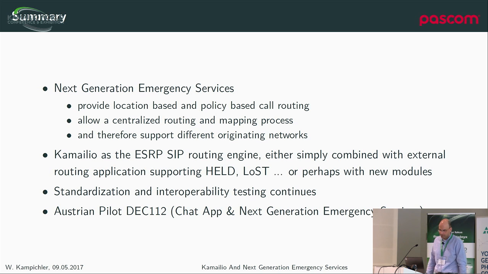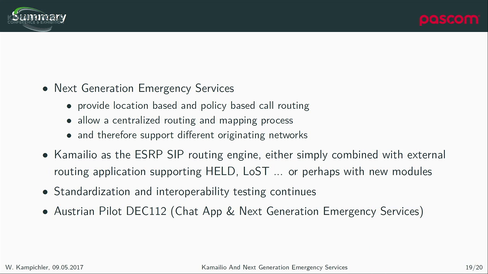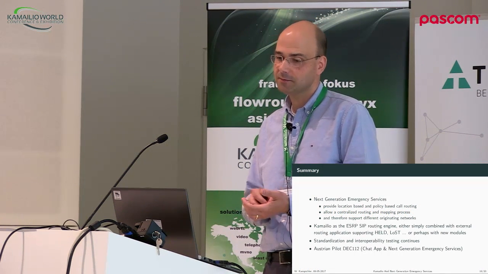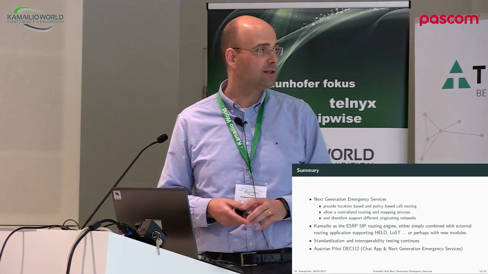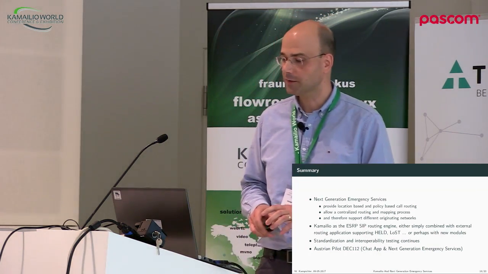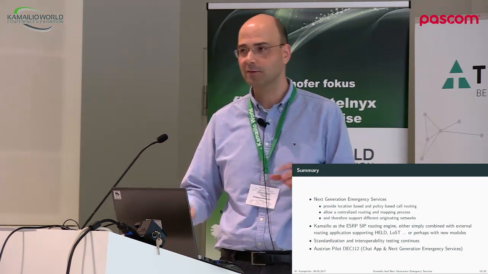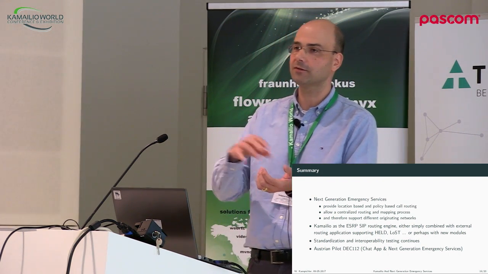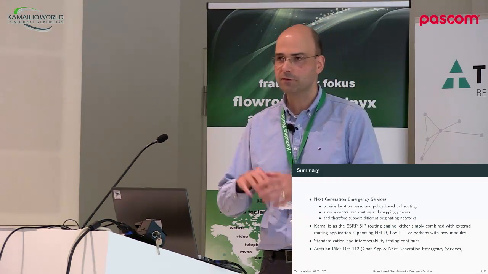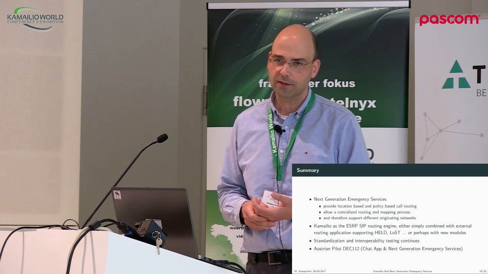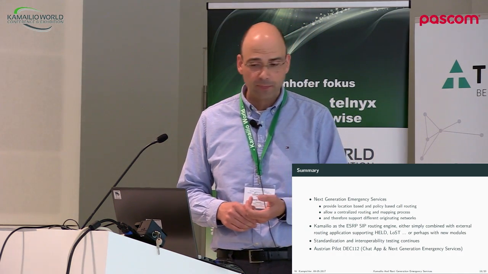Just summing up. So what do we get with this next generation emergency services? We have location-based and policy-based routing. So we have certain elements that support this, and it's based on open standards. And it allows for centralized routing and mapping. So this is very key in emergency services. You need to do this routing and mapping. Today, as I said, it's area codes. Now in the future, it will be polygons, and you get the location with an emergency call.